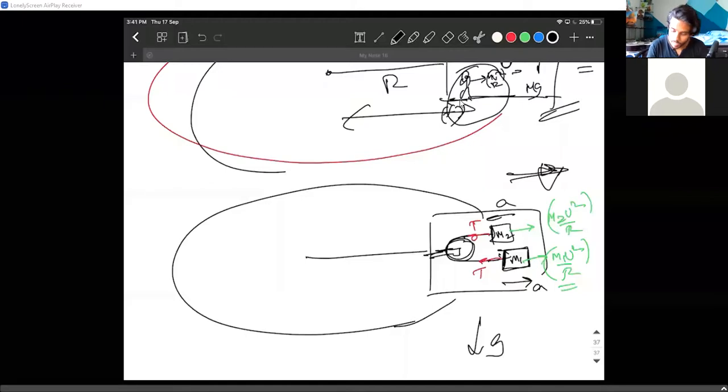mv square by r is always in the outward direction only, like radially outwards. Sir, in every case? Yeah, in every case. Since you are in the frame of reference, there won't be any confusion when you try to solve the problem using the pseudo force. Every time you have a body going in a circular motion, just go into the frame of reference of the body, stand inside, and draw the pseudo forces, which are always radially outwards. mv square by r is always radially outwards. Simply put them and try to look at the problem as a simple problem.